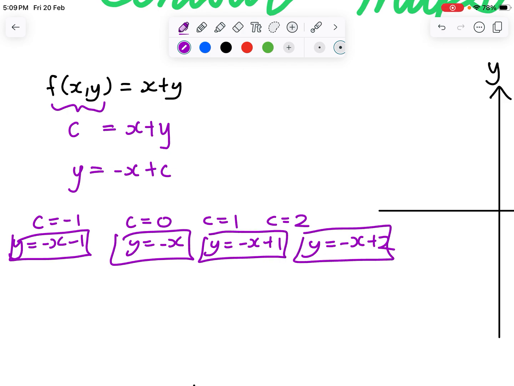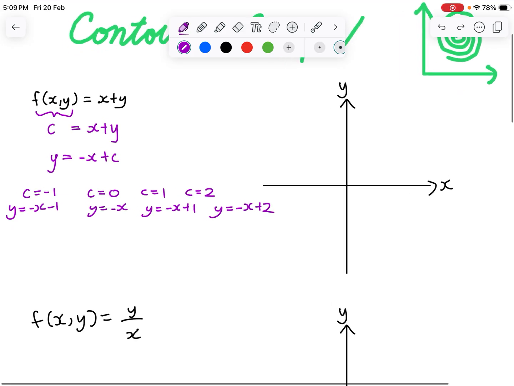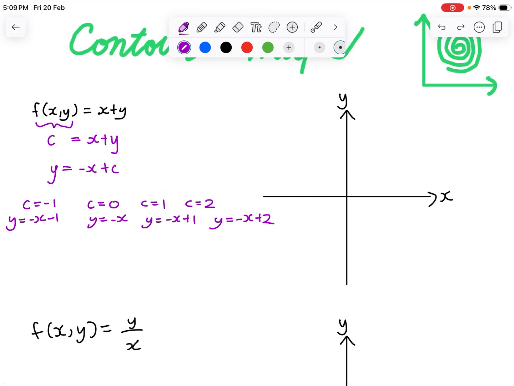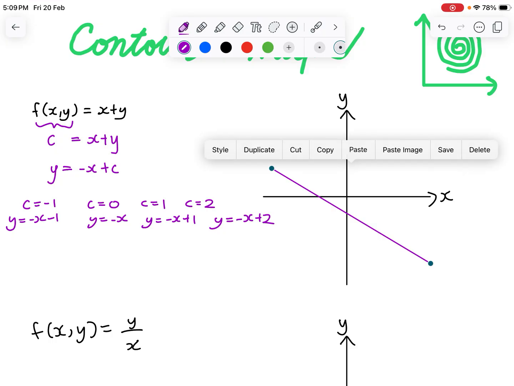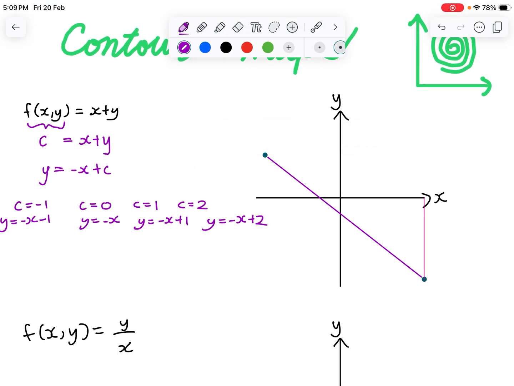What we're going to do for contour maps is to graph them. So let's say I just graph these 4 functions. I have y equals negative x minus 1. It's just a linear function with the y-intercept at negative 1 with a slope of negative 1. So it's just going to go downhill. Let's just do something like this. It's not the most accurate, but let's just say this is it. So there's that y-intercept at negative 1, and then we have y equals negative x.